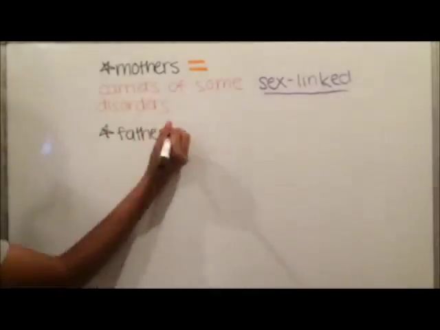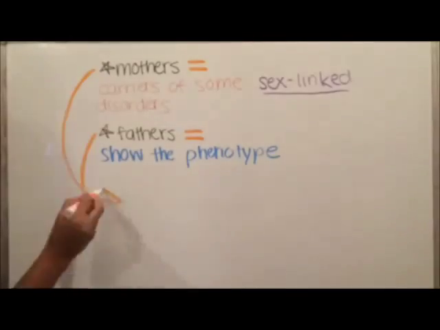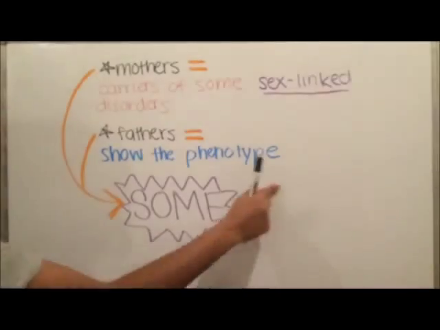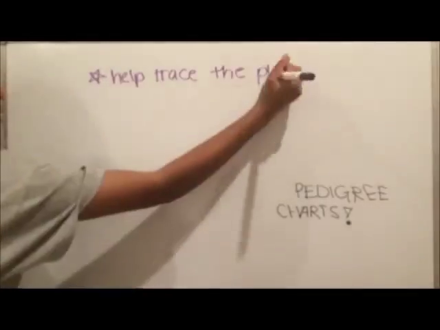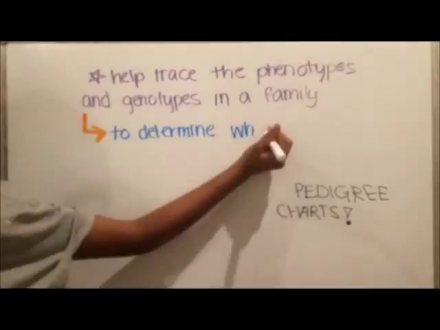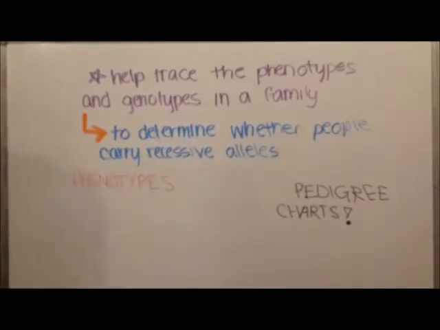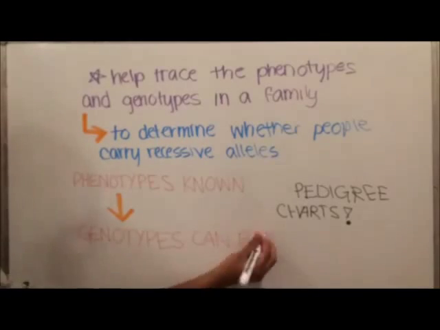Since we know that mothers are carriers of some sex-linked disorders and some fathers show the phenotype, pedigree charts can help trace the phenotypes and genotypes in a family to determine whether people carry recessive alleles. When phenotypes are known, genotypes can be determined.